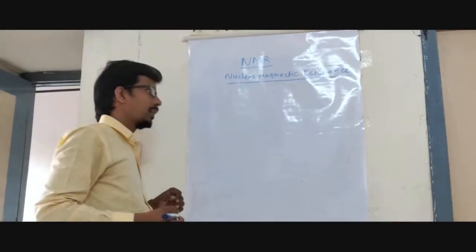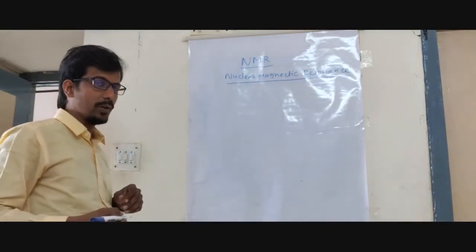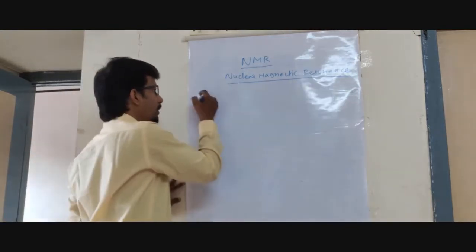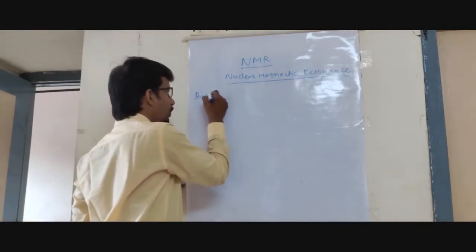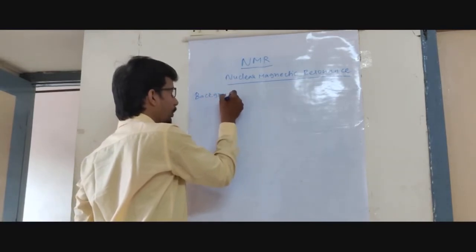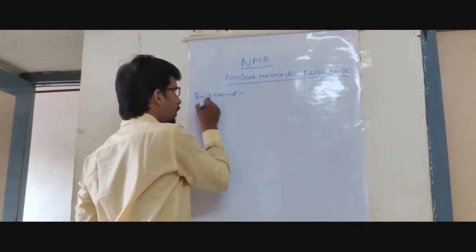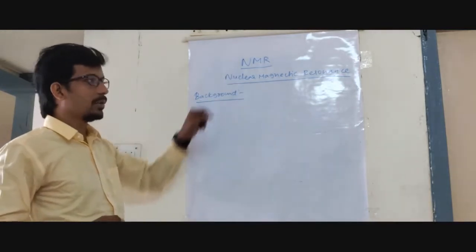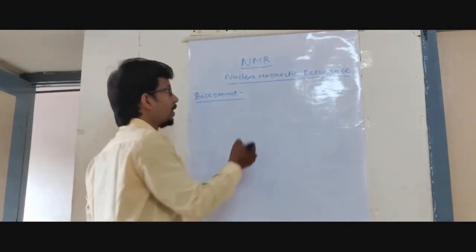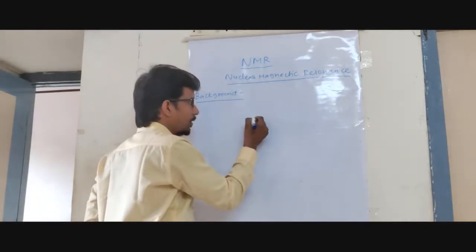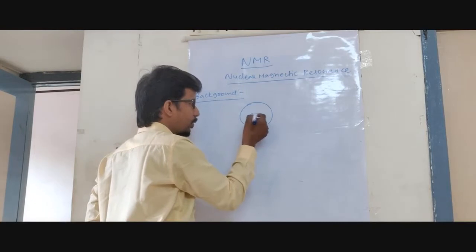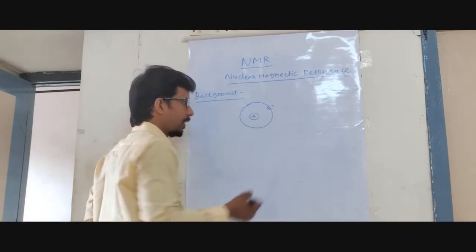Understood? The nuclear magnetic resonance topic we are going to discuss. Before going further, we should know a little bit of background, why we are discussing this background. The background is how we are discussing nuclear magnetic resonance. Inside we have the nucleus, with protons and neutrons, and electrons revolving around it.